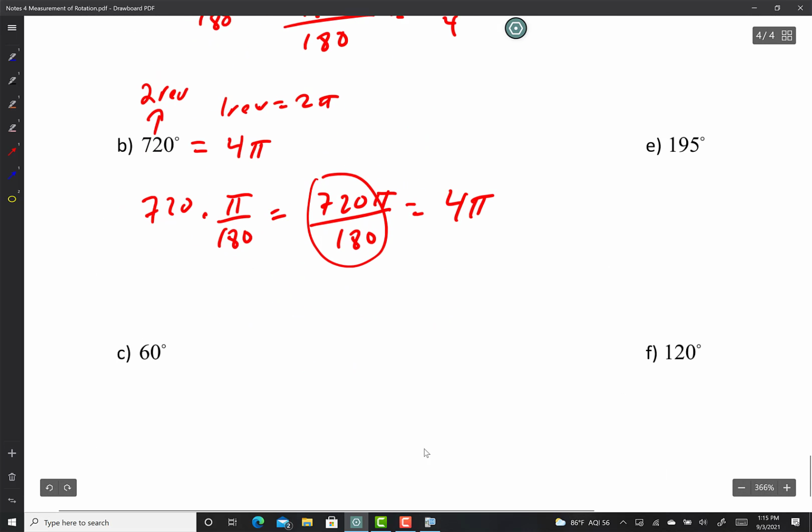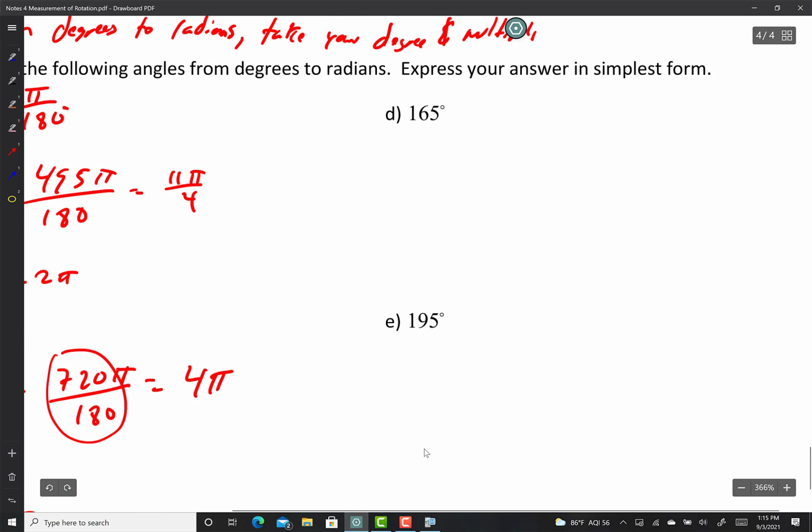60 degrees. So I'm going to go 60 times pi over 180. I don't think you need a calculator for this one. 6 goes into 18 how many times? 3. So that means 60 goes into 180 3 times. This is just pi over 3. Done. Let's go to letter D up there.